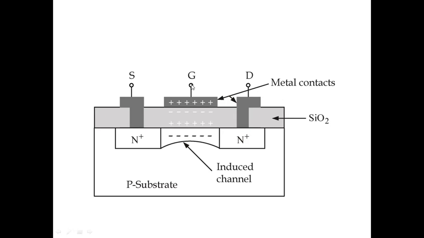Okay, when VGS is positive, that means the gate is connected to the positive terminal of the battery, and VDS is also positive. The drain is connected to the positive terminal of the battery, and the source is connected to the negative terminal of the battery. Now, when this positive potential is applied to the gate, electrons from the substrate are attracted to the region near the silicon oxide layer. So when the positive terminal of the battery is connected, more electrons are attracted towards the gate region.